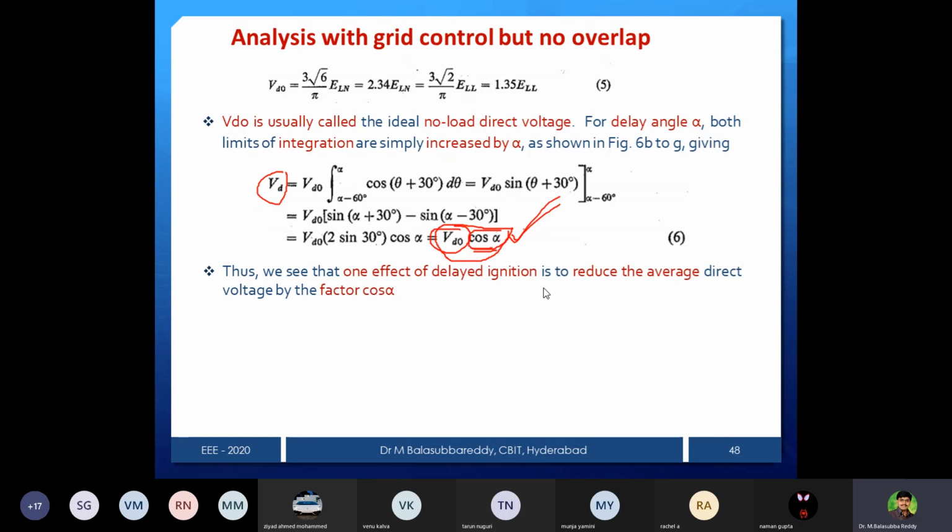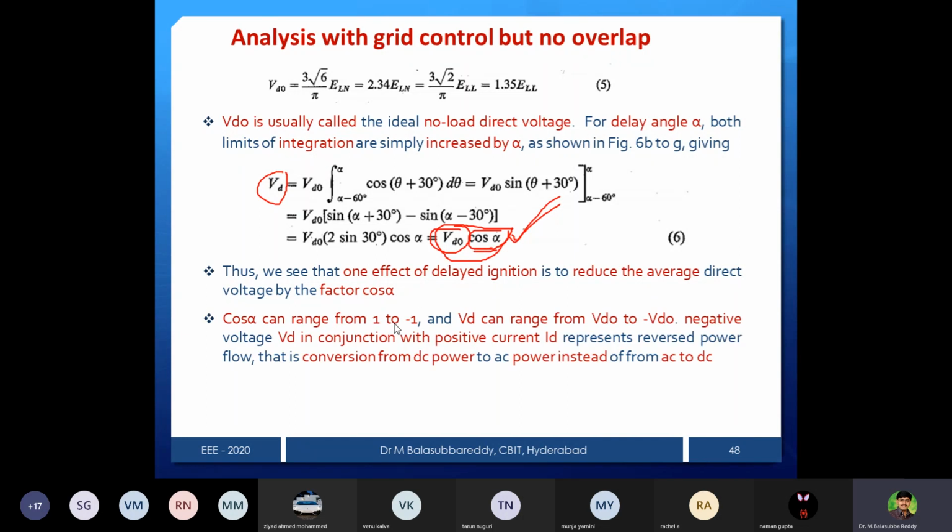One effect of delay ignition is to reduce your average output voltage in terms of cos alpha, because if I change the alpha from 0 to something else, then Vd is reduced by the factor of cos alpha; if I keep it at 0, then Vd is equal to Vd naught. So alpha is 30, cos 30. Alpha is 90, cos 90. The output voltage varies with respect to that. That's the variation that takes place here by changing alpha.